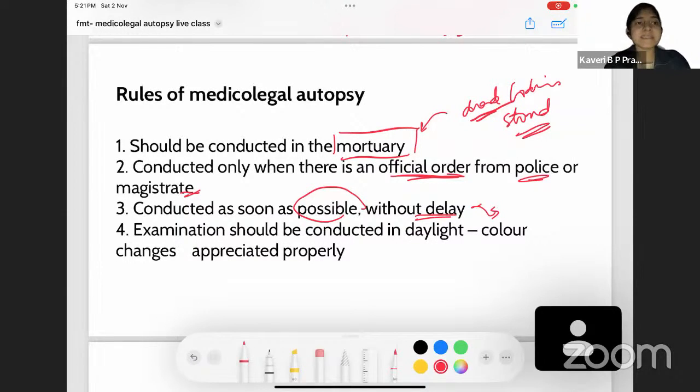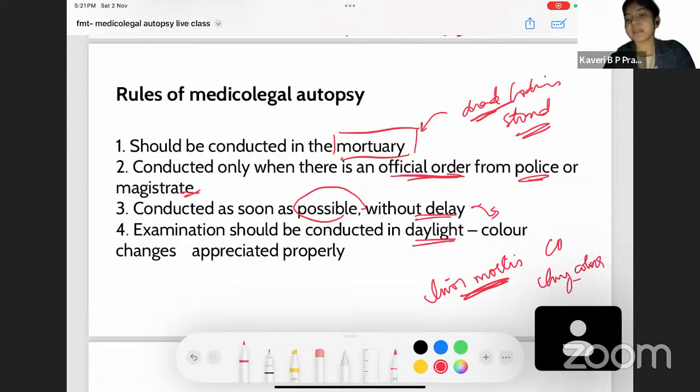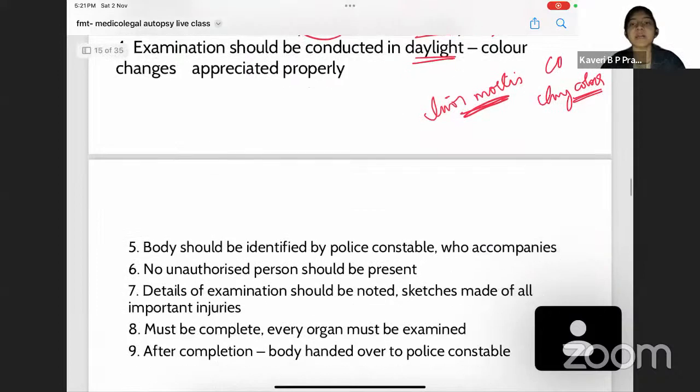Okay? And the examination should be conducted in daylight, because there are certain color changes in the body. For example, as we discussed, livor mortis is seen. Livor mortis is nothing but post-mortem staining. Similarly, there are many other color changes, like poisoning by carbon monoxide, which gives a cherry red color. Such things are identified thoroughly only when examined under a bright light. That's why we should always conduct an autopsy in bright light. Okay, so these are the rules of medicolegal autopsy.